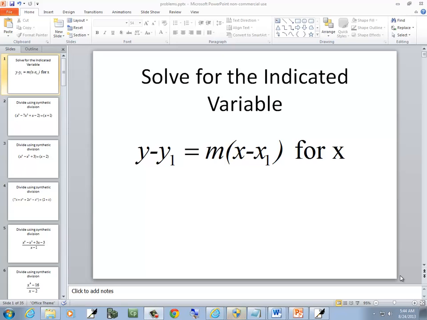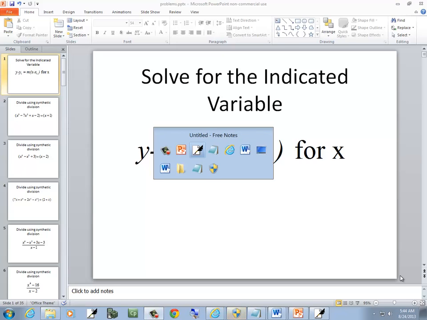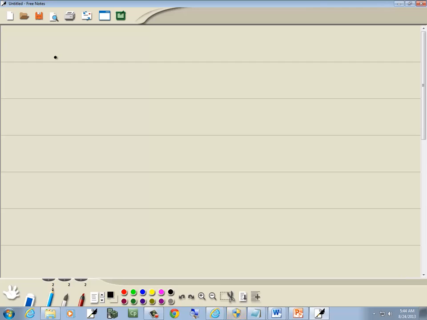In this problem, we want to solve for the indicated variable. So we got y minus y sub 1 is equal to m times x minus x sub 1. And we're solving for x. Now we're going to go through our 5 steps.